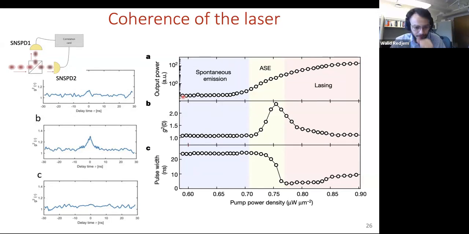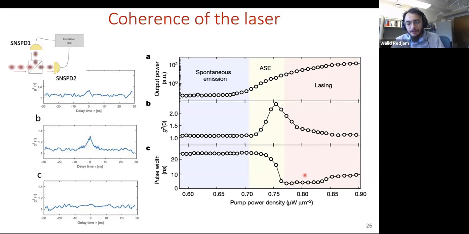So the G2 at 0 is 1. If you increase the power, you get into amplified spontaneous emission. What do you get? A bunching, sorry, not an anti-bunching. Anti-bunching was for silicon. So there is some thermal light generated here.